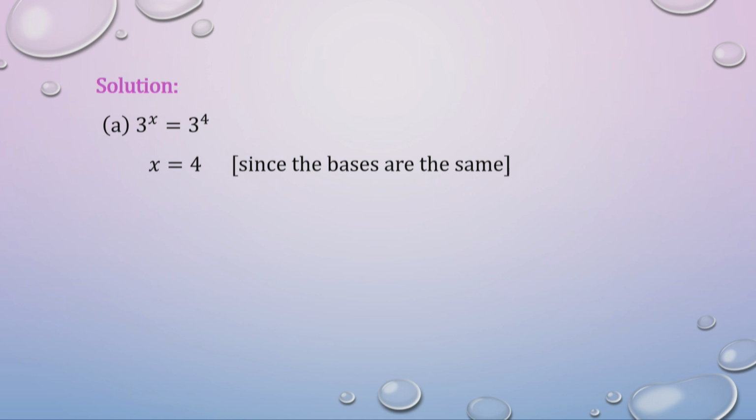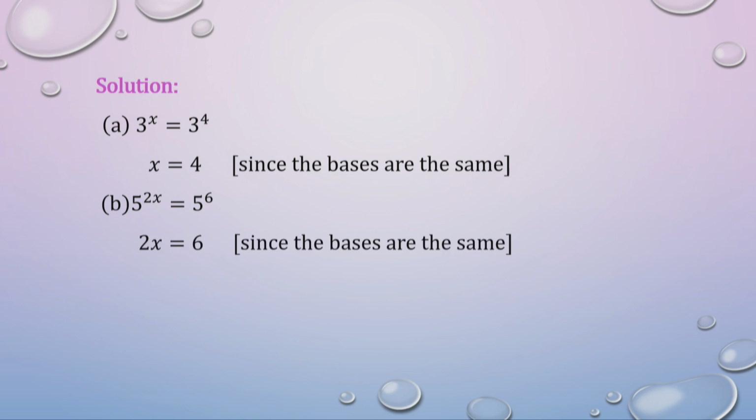We now have a look at the solution. Part A, 3 to the power of x equal to 3 to the power of 4. So here, since the bases are the same, we equate the powers and we get x equal to 4. Part B, 5 to the power of 2x equal to 5 to the power of 6. So here again we have the same base, so we can equate the powers. 2x equal to 6 and x will be equal to 6 over 2, which is 3.